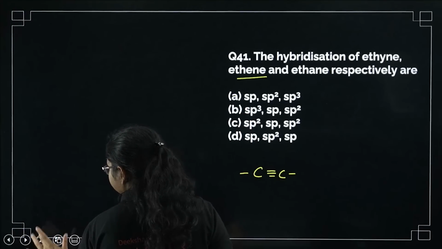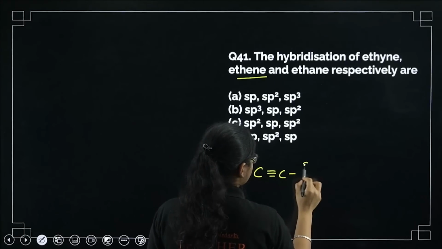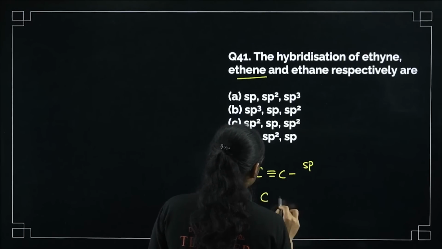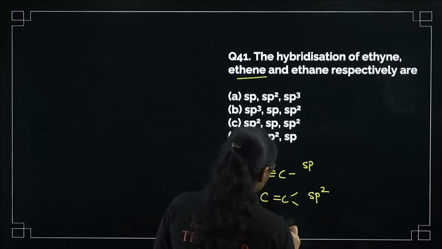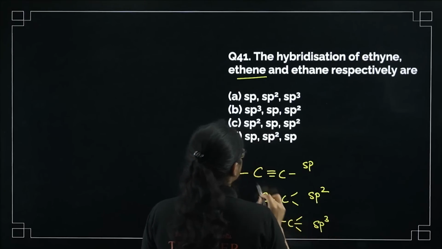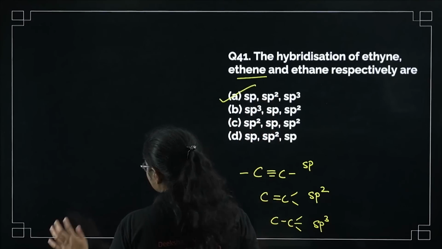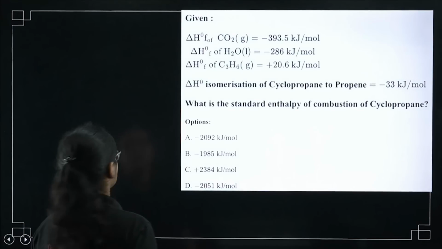Okay, so ethyne is triple bonded, so it is sp. Then ethene is sp2, and ethane is sp3, right? So the answer will be sp, sp2 and sp3. So that is option number 41.